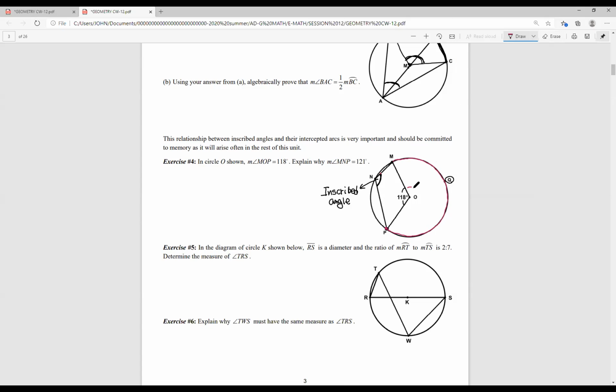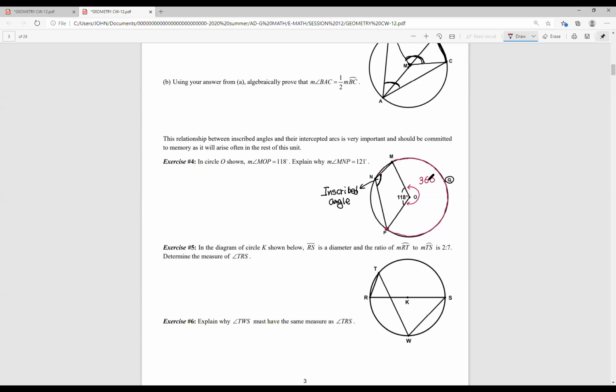This central angle is more than 180, right? It doesn't matter, okay? Because this arc is more than what? Longer than a semicircle, right? That's why the central angle is more than 180. Okay. So this angle is how much?